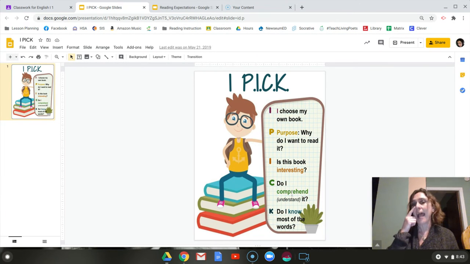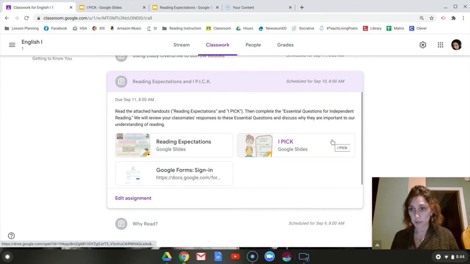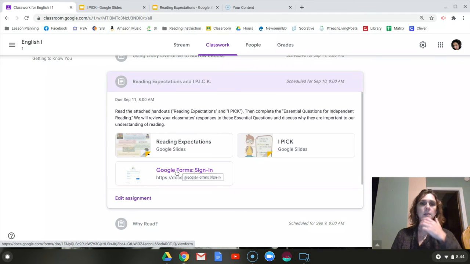C is, do I comprehend it? When I read through the first few pages, do I basically understand what I am reading? Or is it way, way above my level? K is, do I know most of the words? If you don't understand half the words on the page, it's not the right book for you yet, okay? So choose something that you can understand. Those are all the ground rules for how to pick your own books for this class. It's that simple, okay?